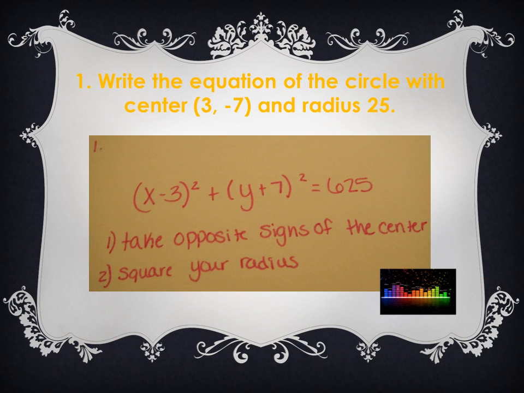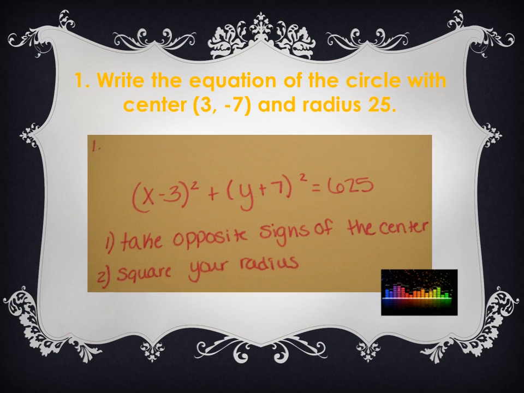When writing the equation of a circle, you take the opposite signs of the center. In this problem, we are given a positive 3 and a negative 7. So when we put the center into the standard form, we get x minus 3 squared plus y plus 7 squared. Then you square your radius, which in this problem is 25. So 25 squared is 625.